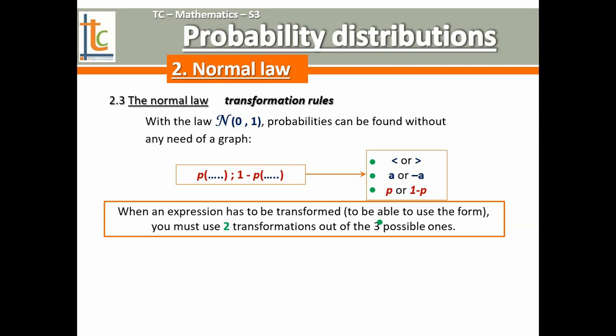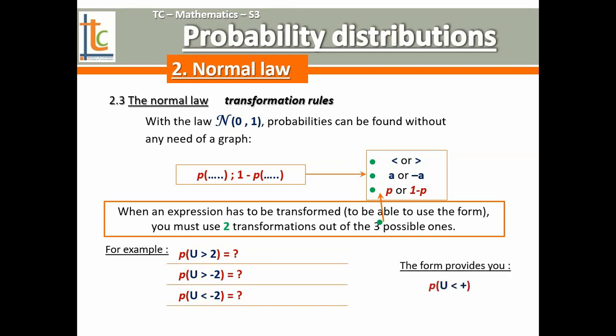the same probability. So now, why would we change a way to write the probability? Because the form in the previous slide only gives you probabilities that are less than a positive number. So what about these 3 probabilities that are not directly given by the form? So you know that the form gives you P of u is less than a positive number. So here, you would have to use P of u is less than 2 to obtain the value, but you don't want P of u is less than 2. You want, in the first example, P of u is more than 2. So you want to transform your more than into less than. But you have to use two transformations if you want to calculate the right probability.